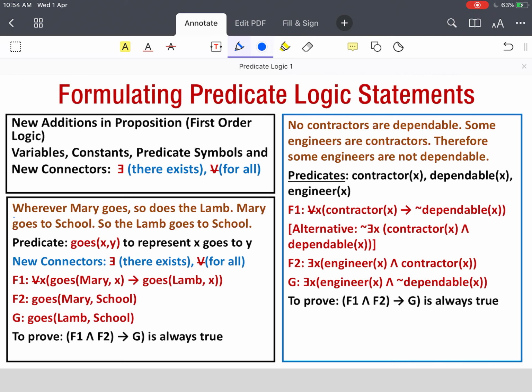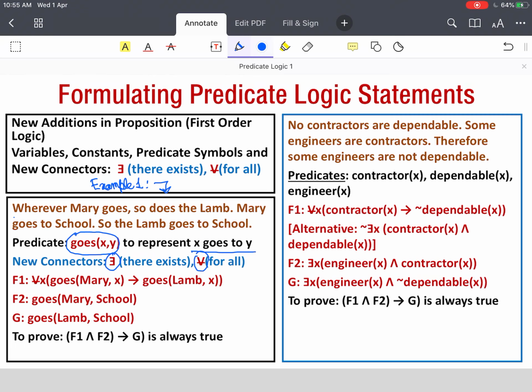So now let us start working out the example in a formal manner using predicate logic. Example 1: Wherever Mary goes, so does the lamb. Mary goes to school, so the lamb goes to school. As we said before, we use a new predicate goes X Y, where X and Y are variables, to represent X goes to Y. And we use these two new connectors, there exists and for all.